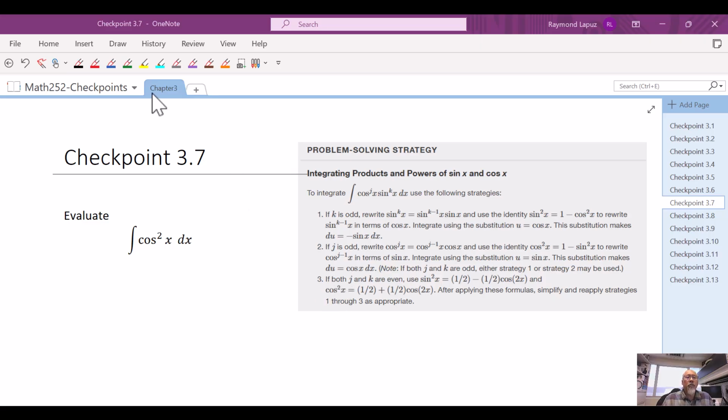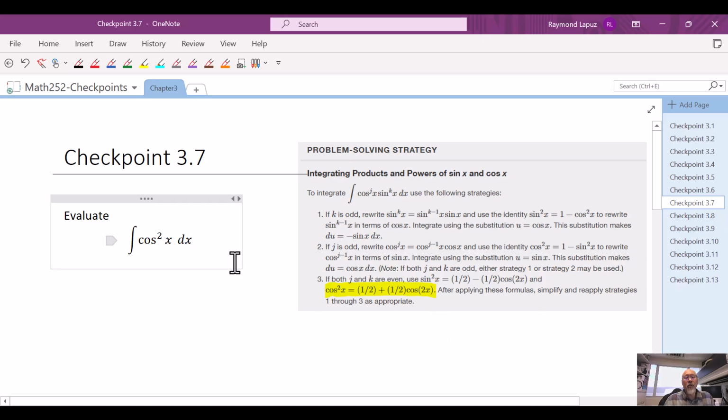and since we're dealing with the cosine, we'll be using the cosine squared formula. So cosine squared is equal to 1/2 plus 1/2 cosine 2x.